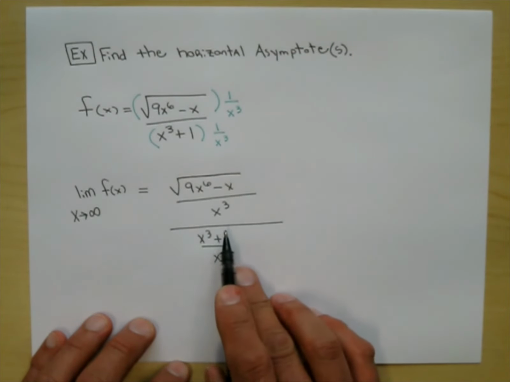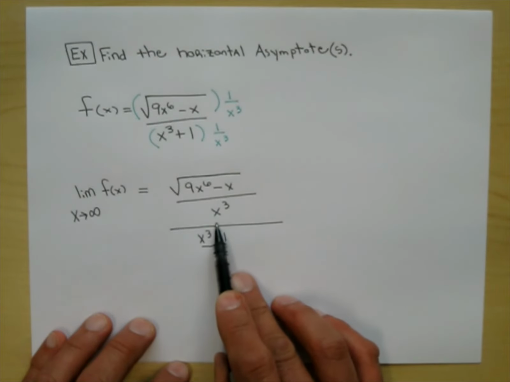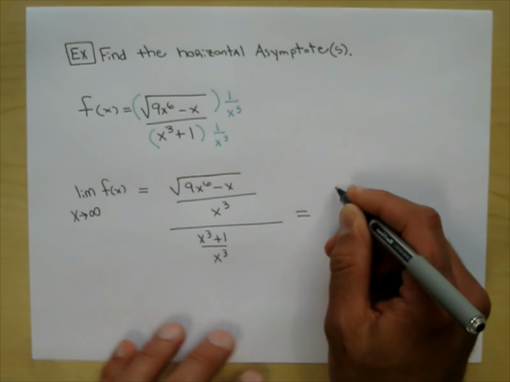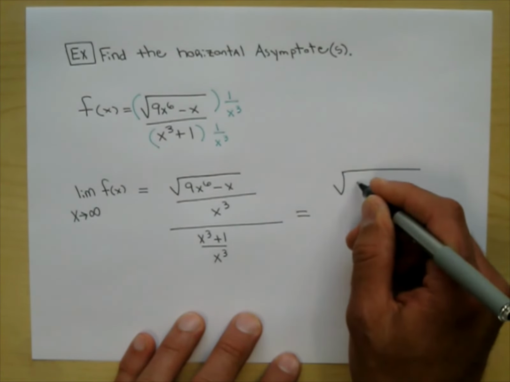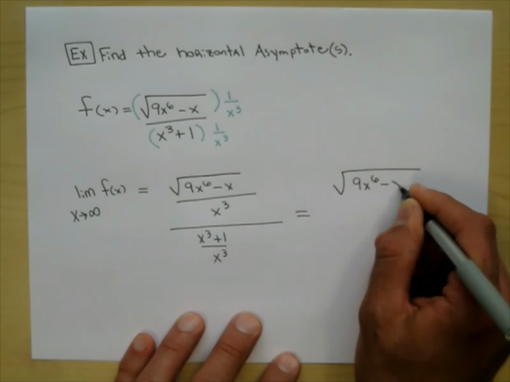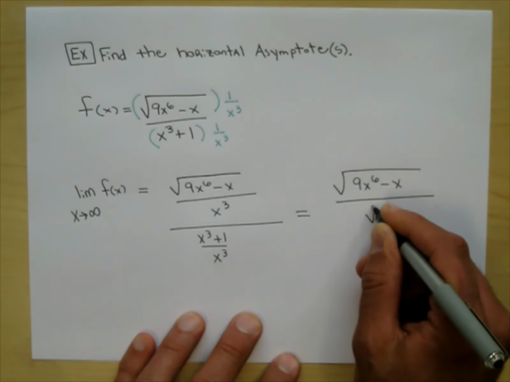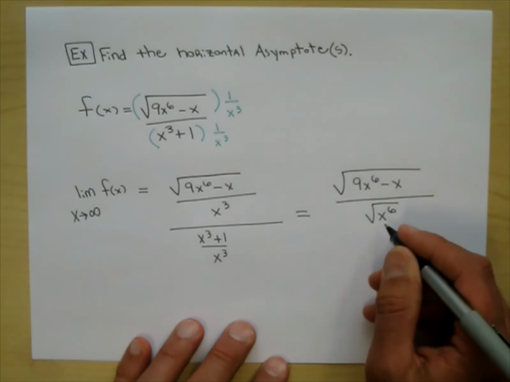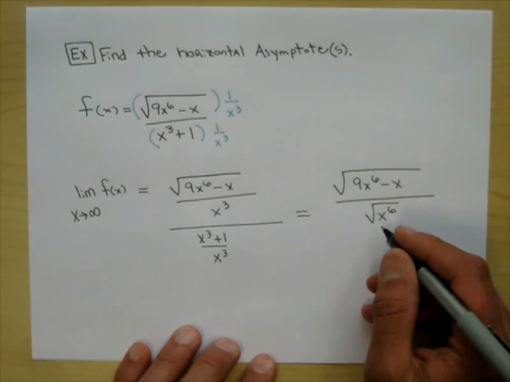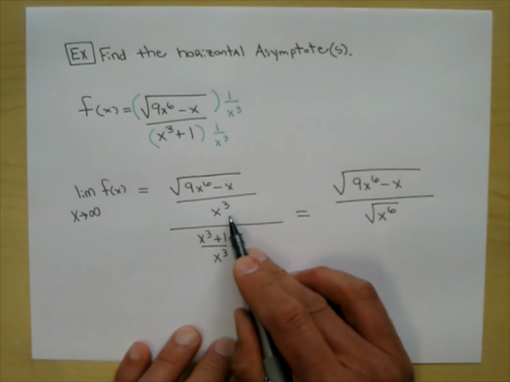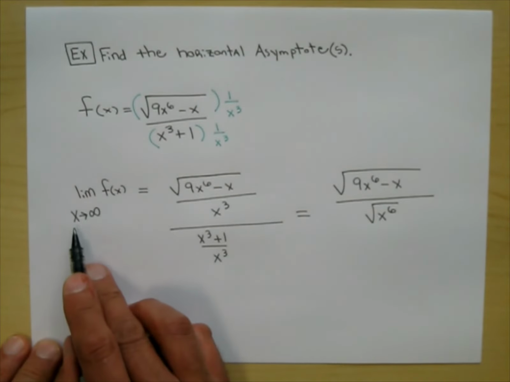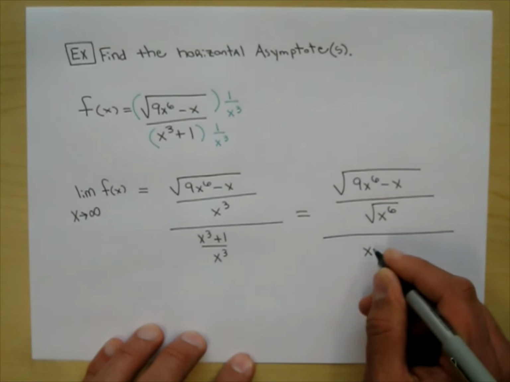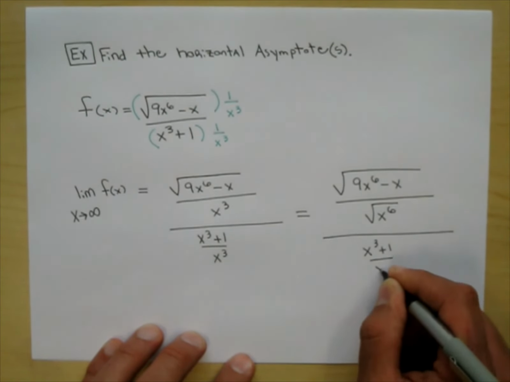So what I want to do is turn this into something that has a radical. I know that's a tricky thing, but see this radical here? It is 9x to the 6th minus x. I want to turn this one in so it says square root. It's not going to be x cubed, it's actually going to be x to the 6th. You can look at that last piece of paper: the square root of x to the 6th is x cubed if x is positive, and guess what? x is positive because it's going to positive infinity. On the bottom, I'm going to go x cubed plus 1 all over x cubed.